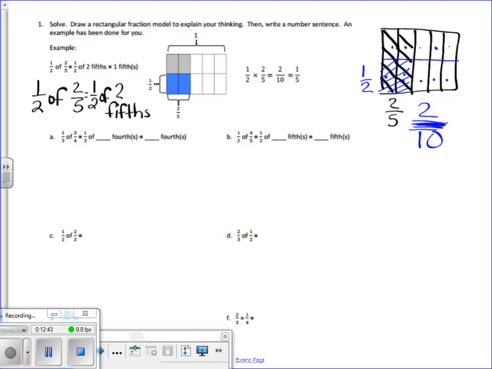So that's where this came from, 2 10s. But that can be simplified by 2. We get 1/5. 2 divided by 2 is 1. 10 divided by 2 is 5. 1/5. So that's where this 1/5 came from right here. So it equals 1/5.